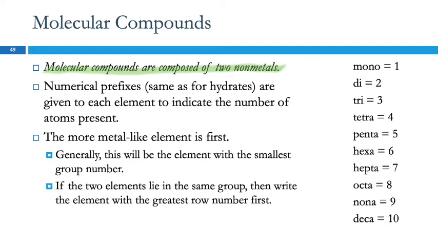Which element goes first? It's the more metal-like element. So in ionic compounds, it's always metal, nonmetal. Here, we have 2 nonmetals, but we're going to pick the one that's most like a metal. Well, how do you figure that out? Generally, it's going to be whichever element is to the left on the periodic table. So the smallest group number. And if you're in the same group, it'll be the biggest one. Needing to know that doesn't come up very often, but sometimes people wonder, why is it this way and not the other way?